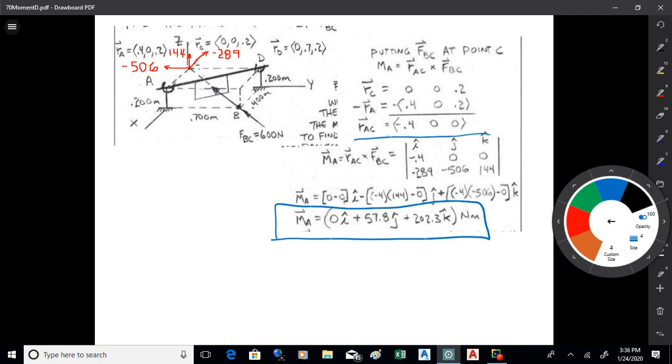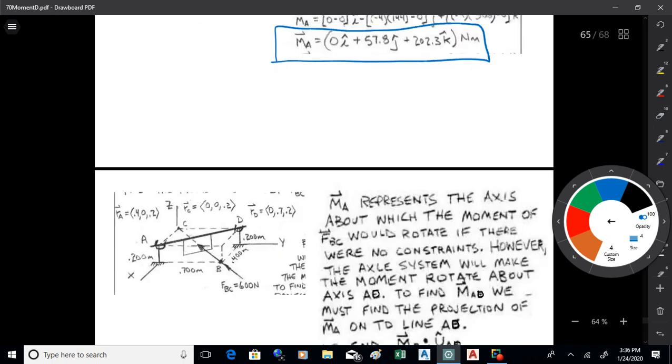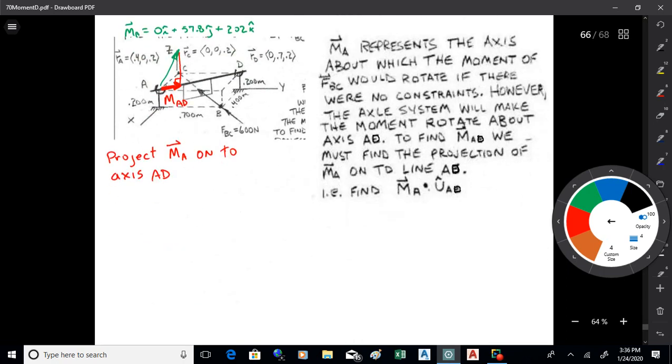Okay. So now what I want to do is take that moment vector and project it down onto that axle that I'm going to force that moment to occur about. All right. So there's a picture of what I'm going to do. I'm going to take that green M sub A, which is normal to the plane in which that moment would occur. So if that moment was just free to spin, it's going to do something like that.